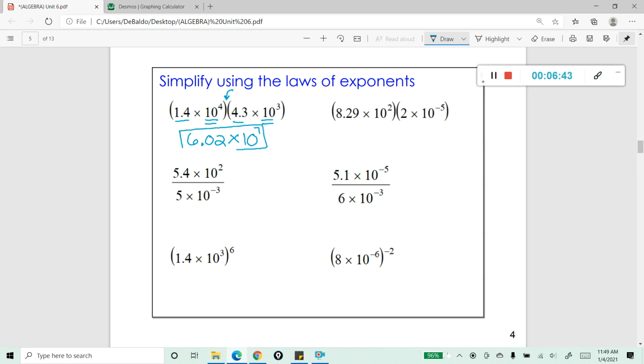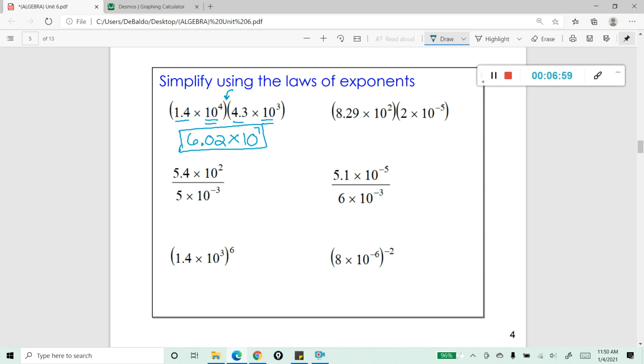See how I wrote it in scientific notation? Now you could take it a step further and write this into standard form, but we're not going to do that today. All right, let's try another one. This one is slightly different. I'm still going to be applying that product rule, but it's just slightly different.